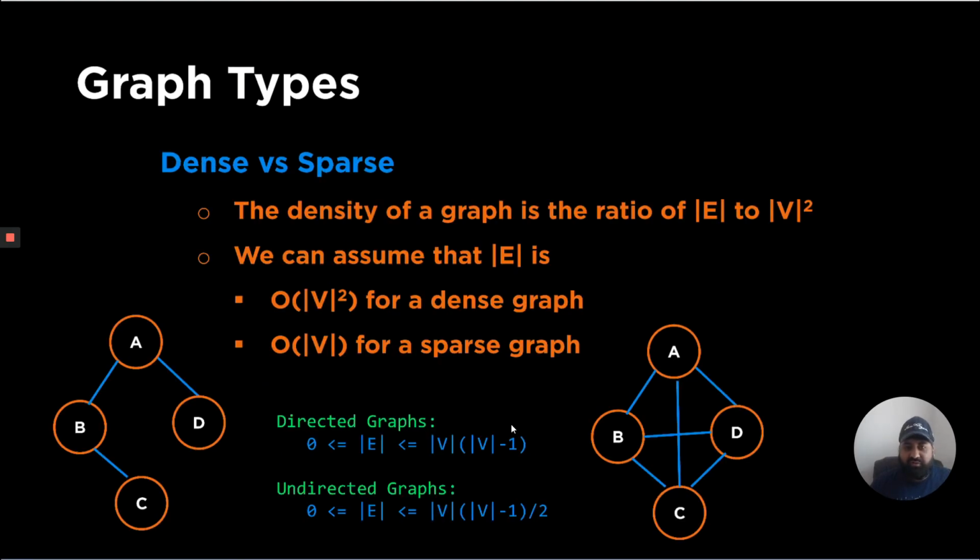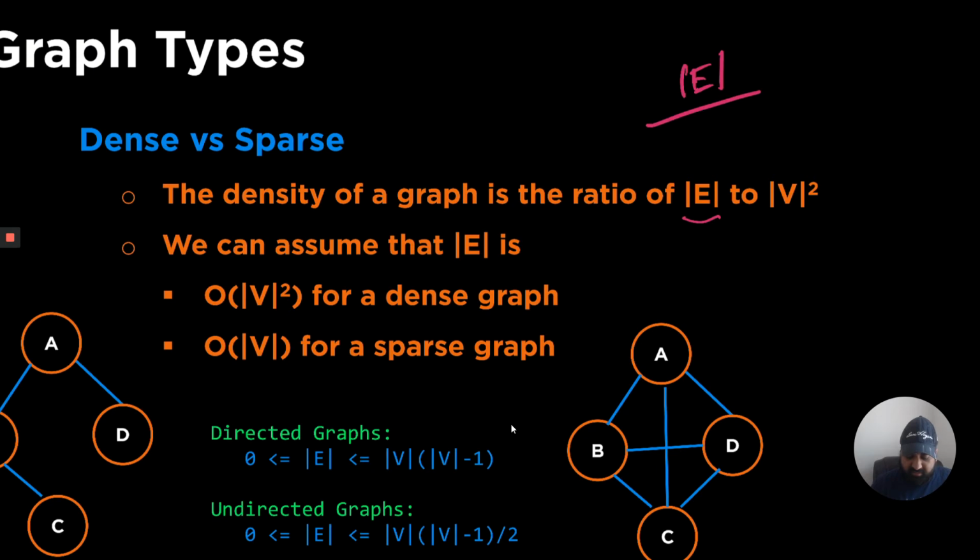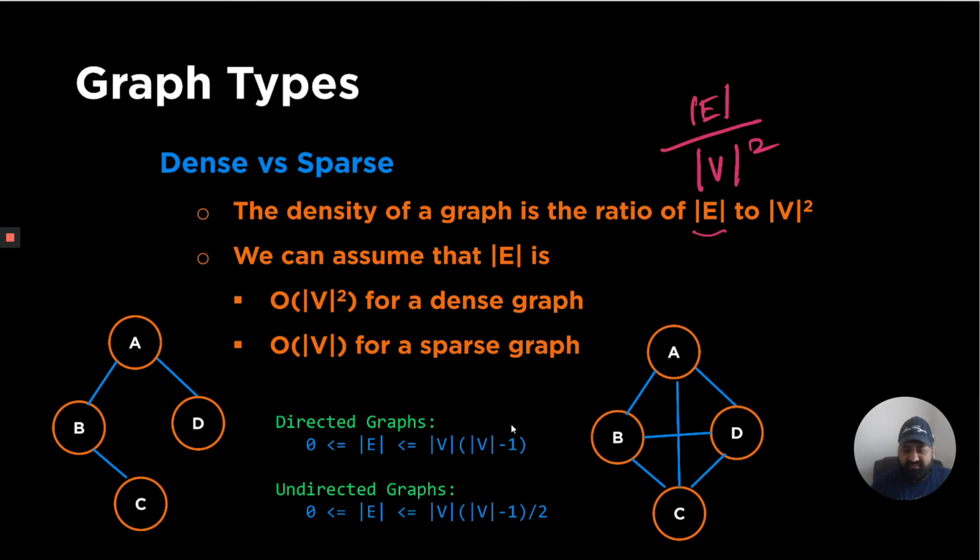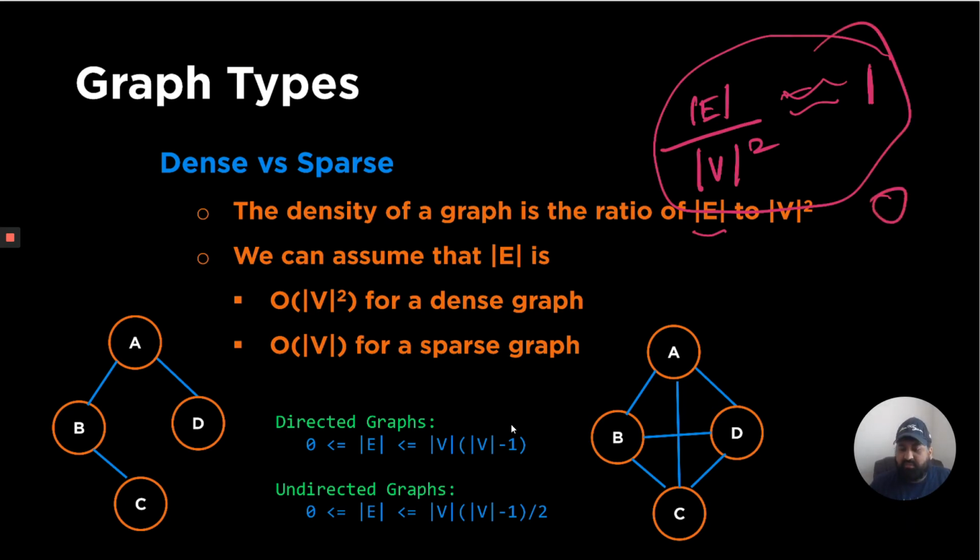The last graph type that we are going to discuss is this idea of dense versus sparse graphs. The density of a graph is defined as the ratio of the cardinality of E, which is the number of edges, to the number of vertices squared. So it's basically E upon V squared. If we take this density, if it is closer to 1, that means it's a dense graph, and if it is closer to 0, that means it's a sparse graph.